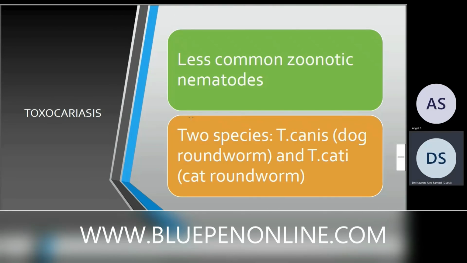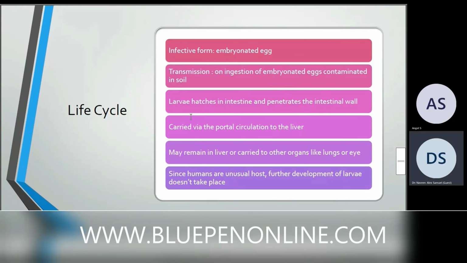The next is Toxocariasis. It is a less common zoonotic nematode infection. Two species of Toxocara are found. There is Toxocara canis, that is the dog roundworm, and Toxocara cati, the cat roundworm. Now the life cycle of Toxocara. The infective form is the embryonated egg. Transmission is on ingestion of embryonated eggs contaminating soil.